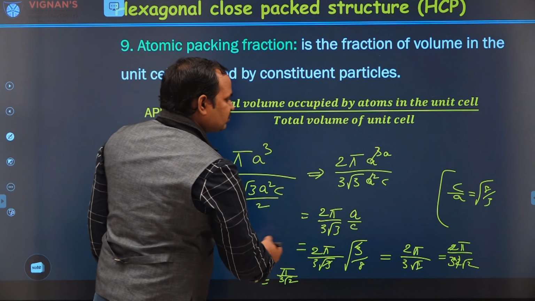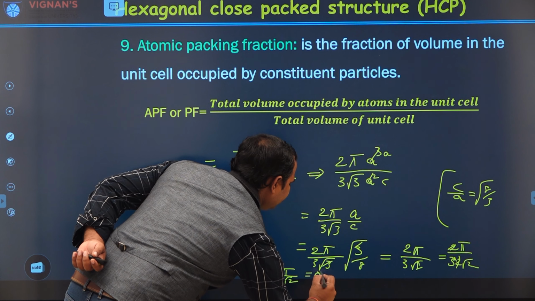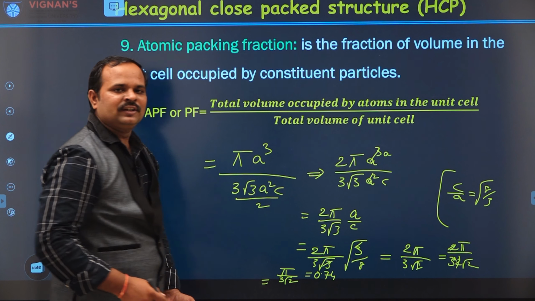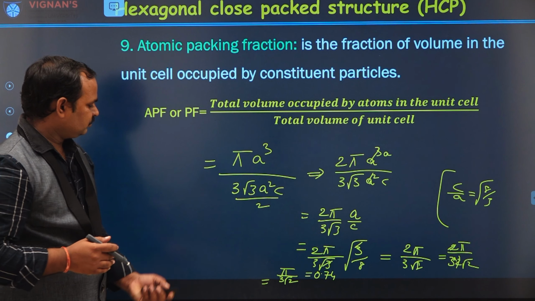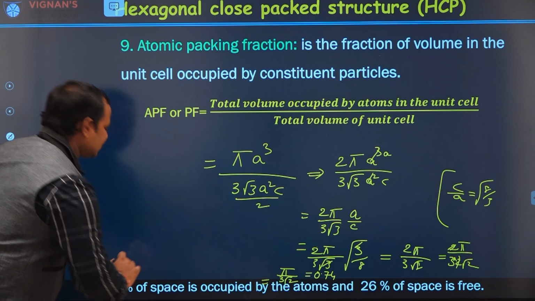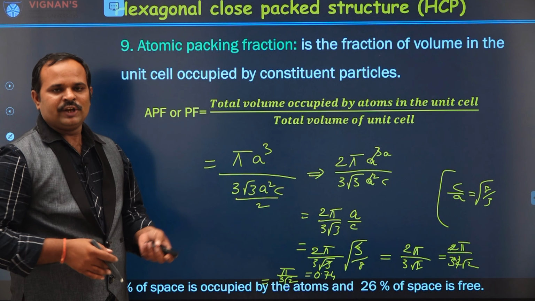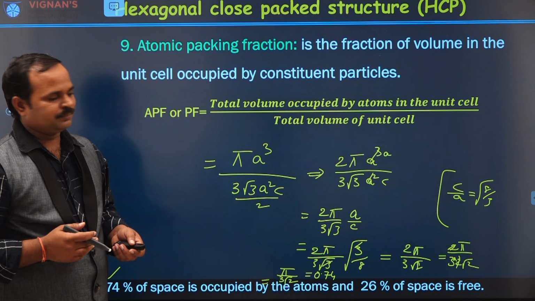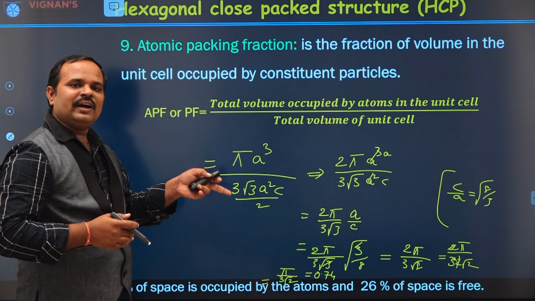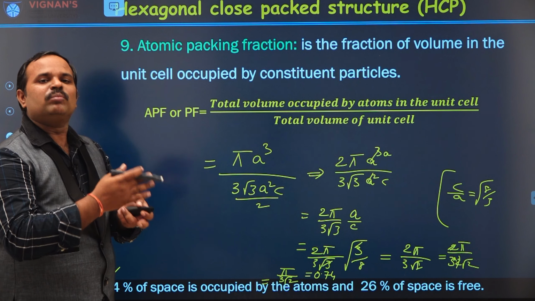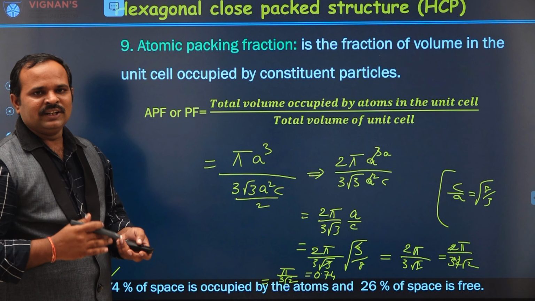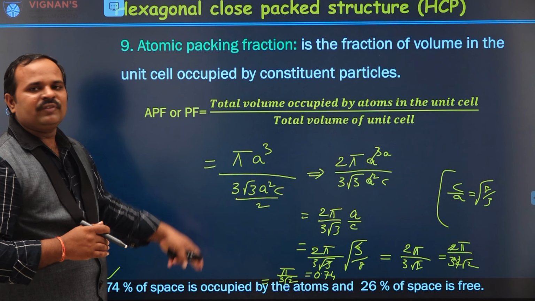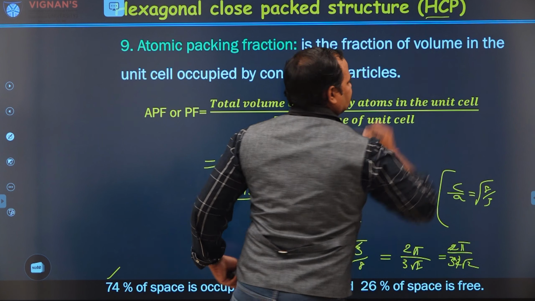If we substitute pi, then we get 0.74. That means 74% of the unit cell is being occupied by the atoms. 74% of the space is being occupied by the atoms in the unit cell. If you remember, in the case of face-centered cubic unit cell also, we have 74% filling. So that means when compared with FCC and HCP, both have 74% of atoms filled. This is the maximum filling of the atoms that is possible in any crystal. So that is the reason why we can say this is a closed pack structure.